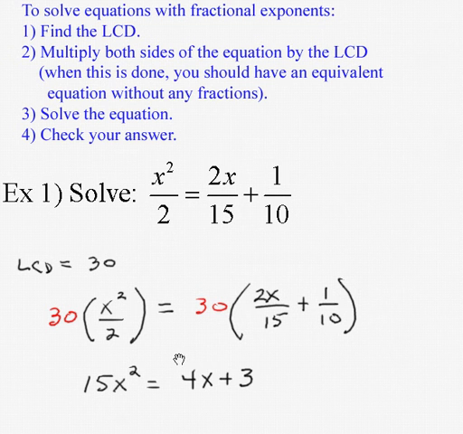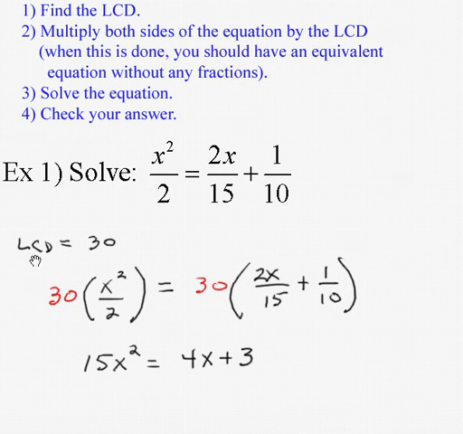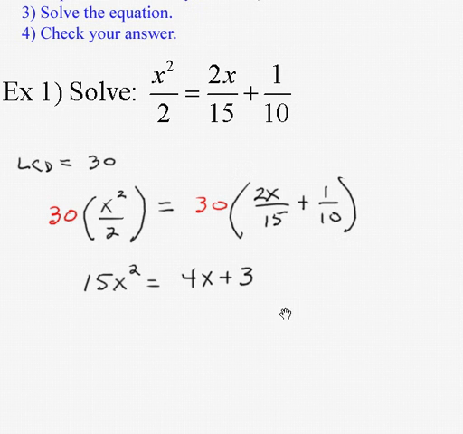So what we have now, we found the LCD, which was 30. We multiplied both parts of the equation by that. We have the equivalent equation without any fractions. We're down to step 3, which is to solve the equation. So let's put everything on one side and nothing on the other side by subtracting 4x from both sides, subtracting 3 from both sides, and it looks like something we've done before.